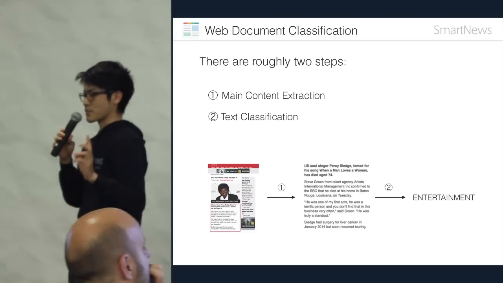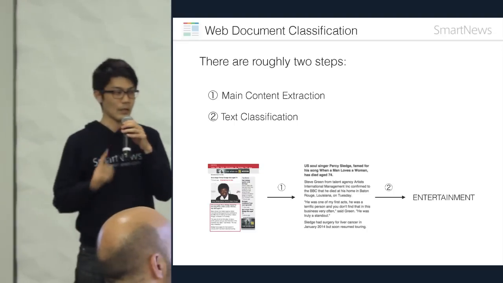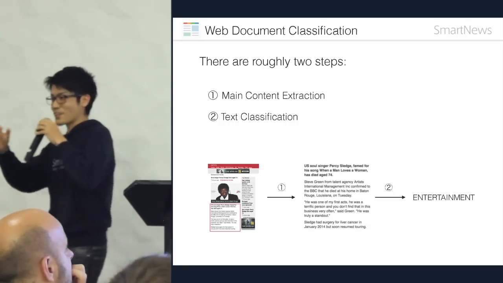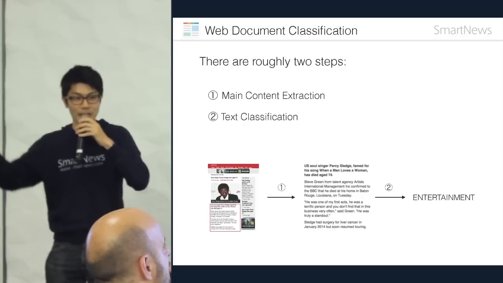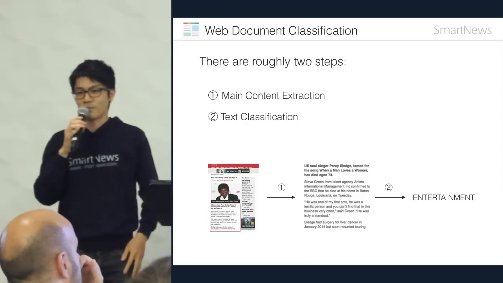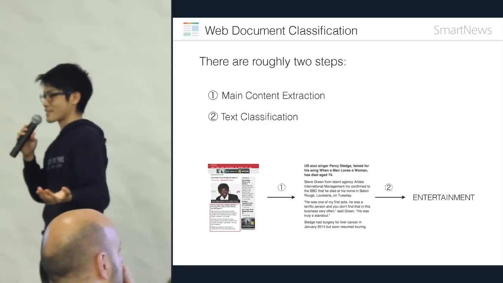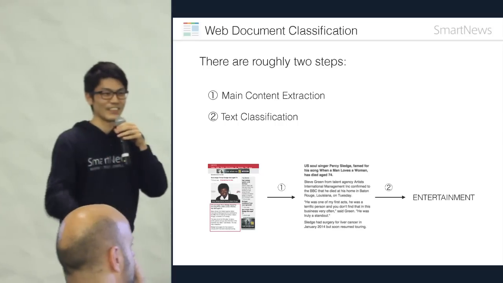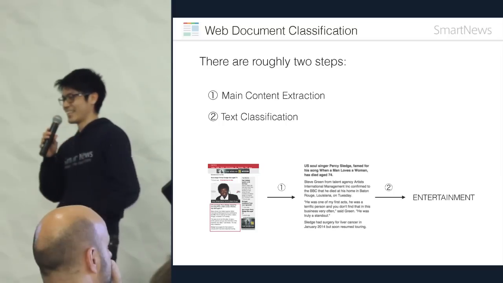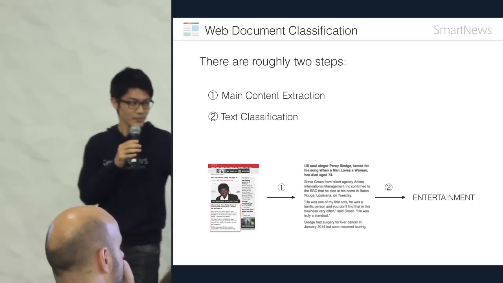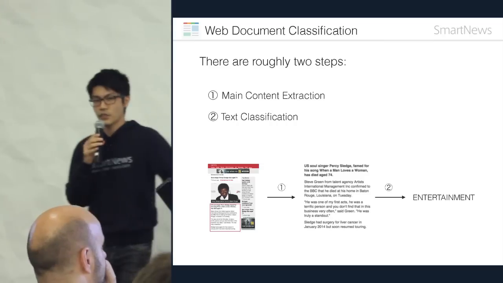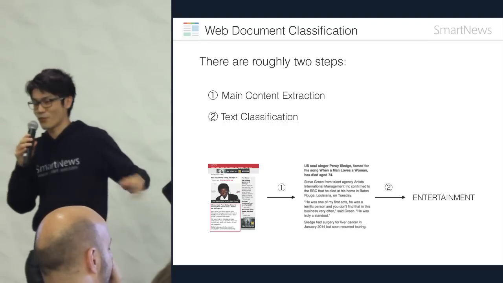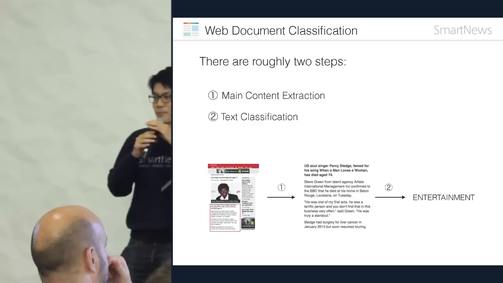There are roughly 2 steps to do web document classification. Number one, main content extraction. We have to extract main content from unstructured data, from HTML. It is very difficult because there are so many websites, and each website has a different structure. Yeah, so many different structures. So it's very important. And as we already saw, we have Smart View in our app, and for creating Smart View, this main content extraction is very important.